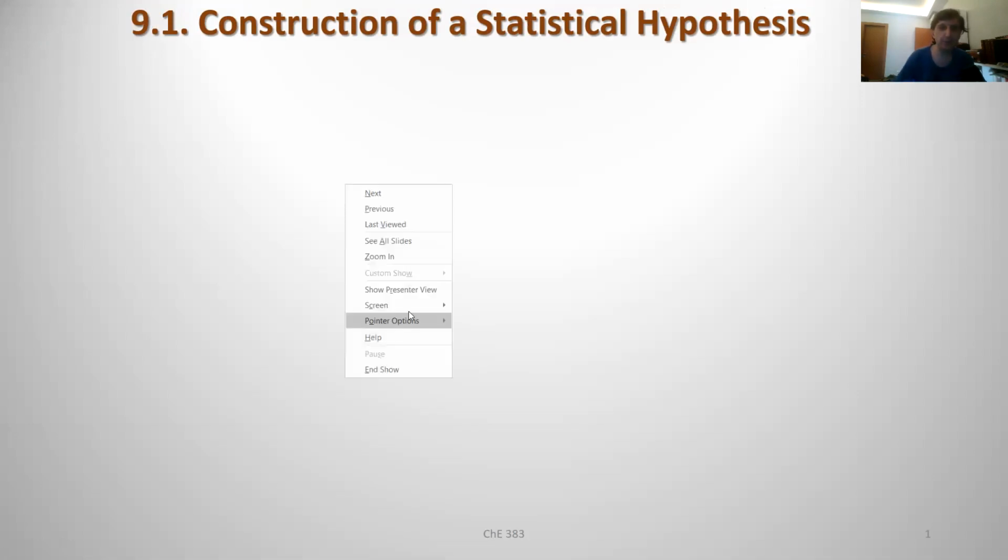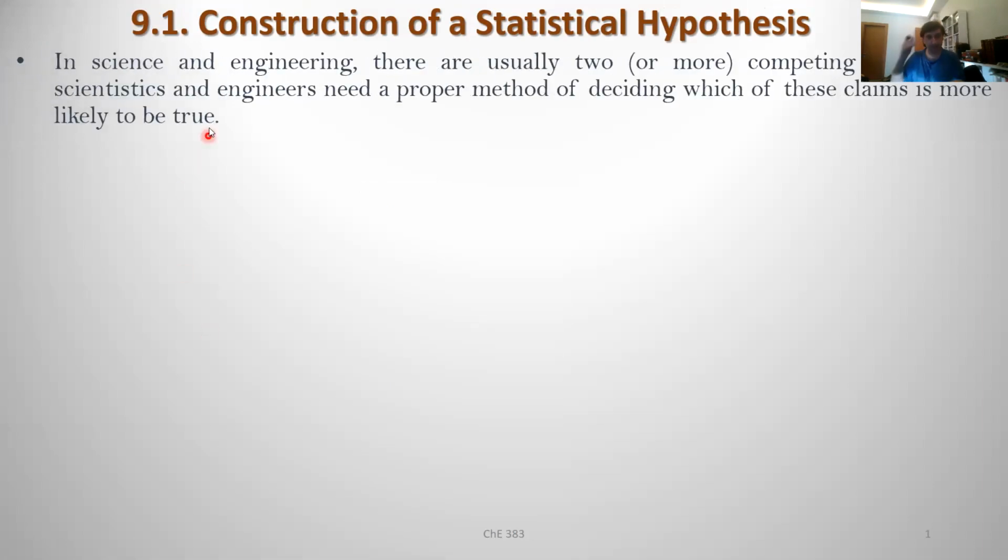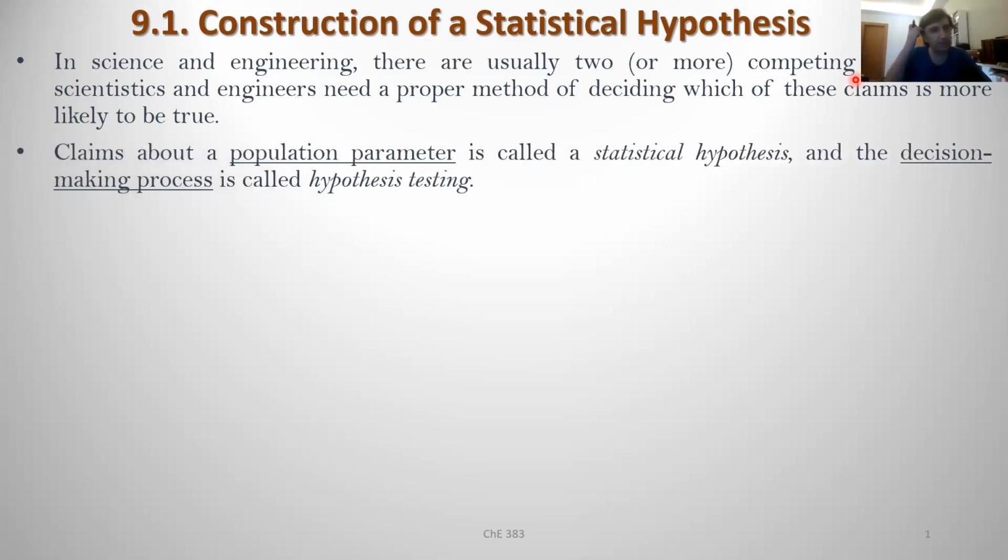Let me also make this a laser pointer. All right, construction of a statistical hypothesis. In the typical introductory statement in science and engineering, there are usually two or more competing claims, and scientists and engineers need a proper method of deciding which of these claims is more likely to be true. We are going to see that this is the very typical case, and we are so accustomed to it that we do not even question it. I'm going to try to give examples.